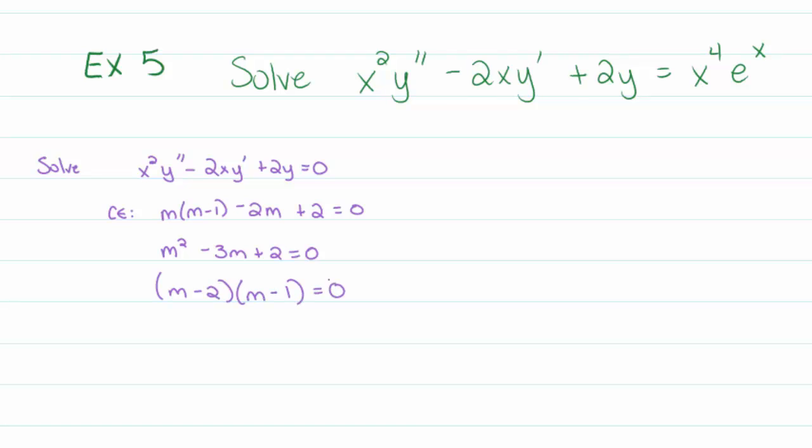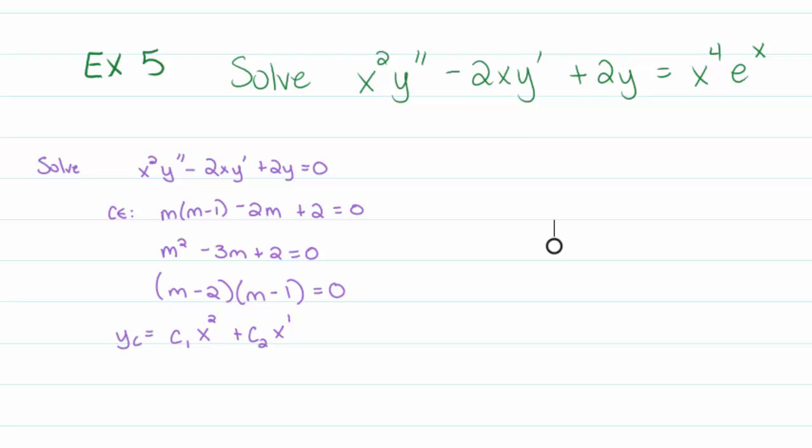So far, it's not a terribly difficult homogeneous equation to solve. We get the complementary function to be c1 x to the second power plus c2 x to the first. Perfect. And now we concern ourselves with solving the non-homogeneous piece. The way we're going to do this is using variation of parameters.